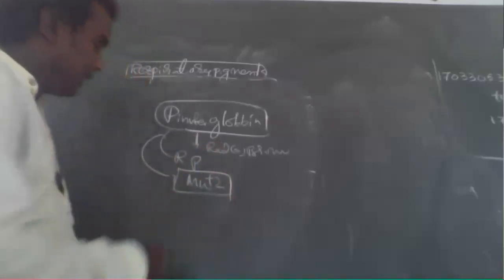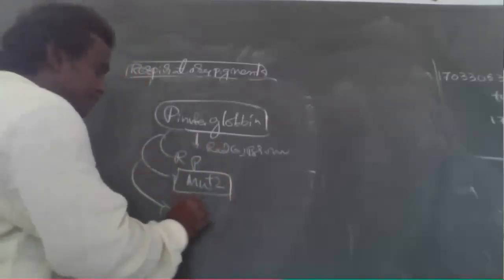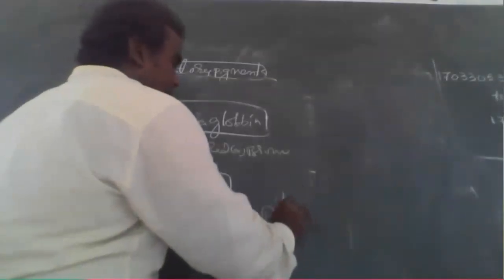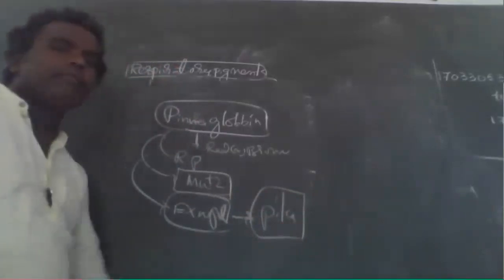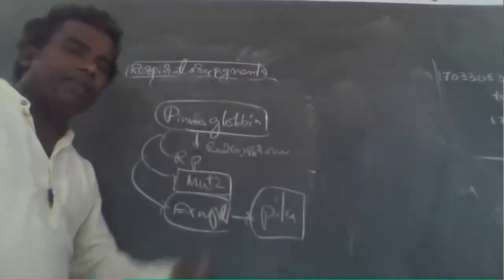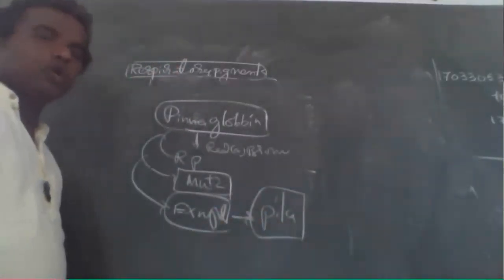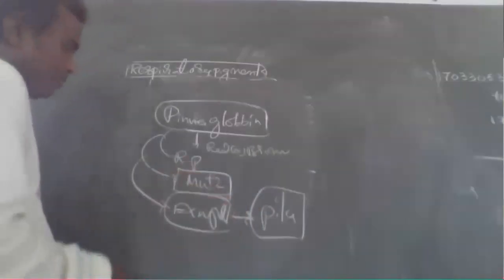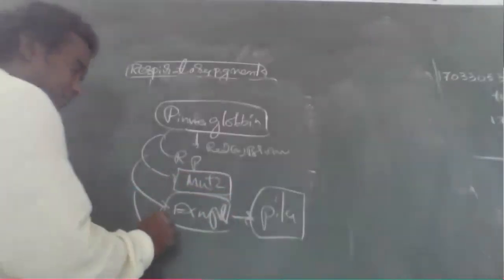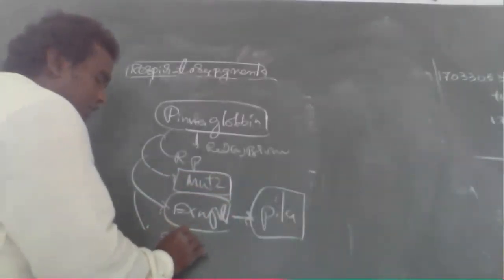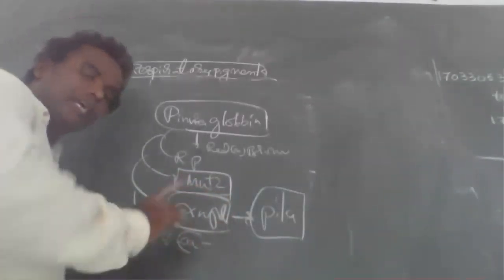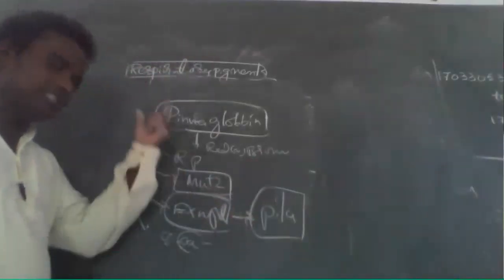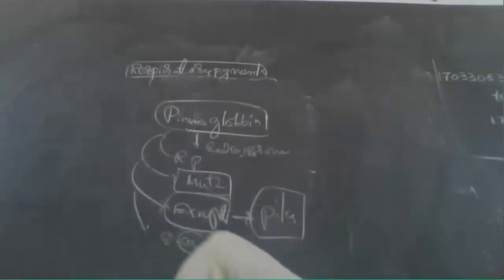Clear? So examples of pinnaglobin: Phylum. Very important thing. So pinnaglobin contains red or brown color. Next, what is the function of this pinnaglobin? Same, transport of oxygen and carbon dioxide from respiratory organ to tissue, tissue to respiratory organ. That is pinnaglobin. Okay, now let us come to the next point.